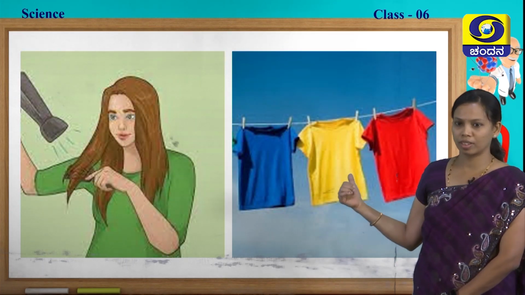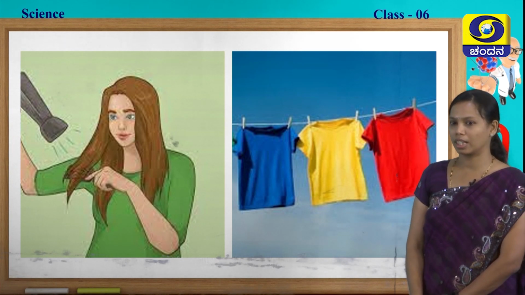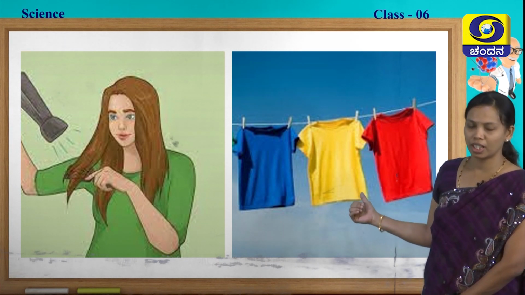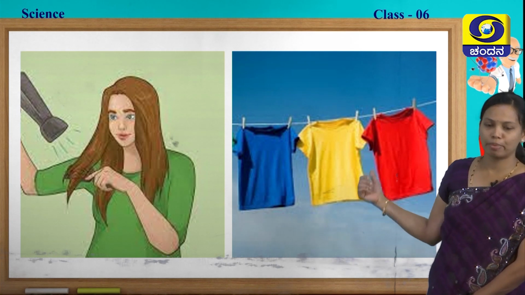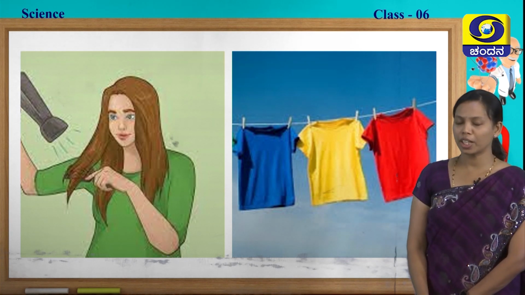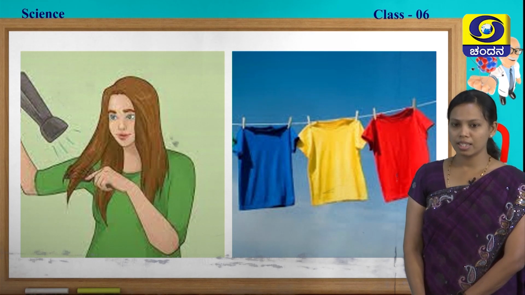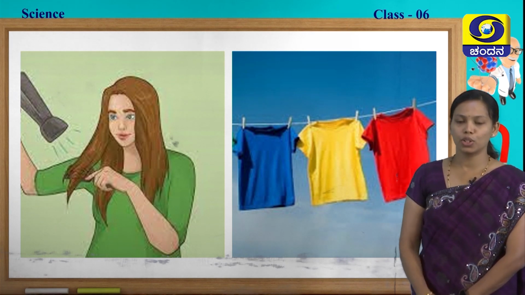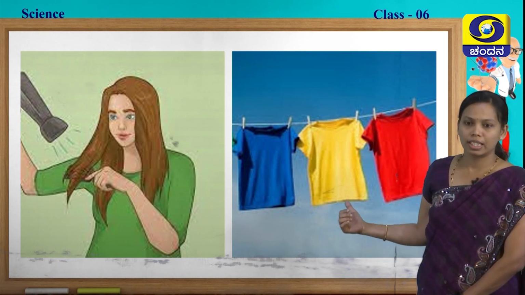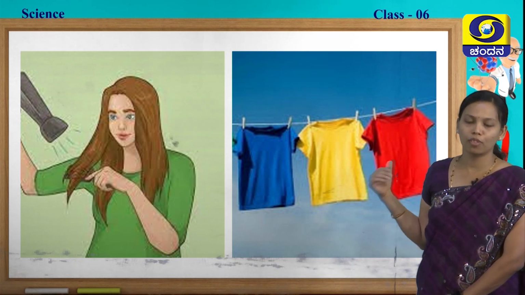Look at the picture. What do you see in it? Here, in the first picture, you can see clothes spread out in the sunlight. Why do we do that? Since the clothes are wet, due to the heat of the sun the clothes get dried, the water gets evaporated.